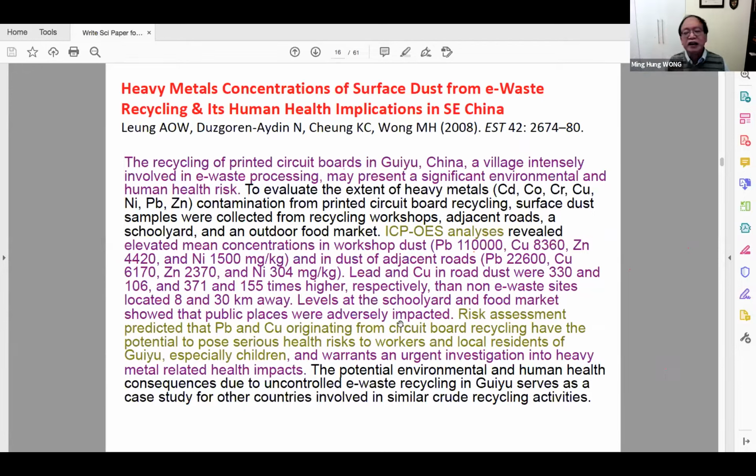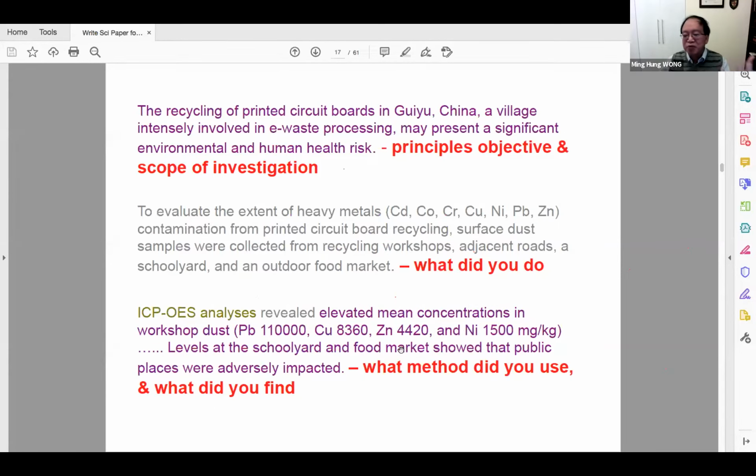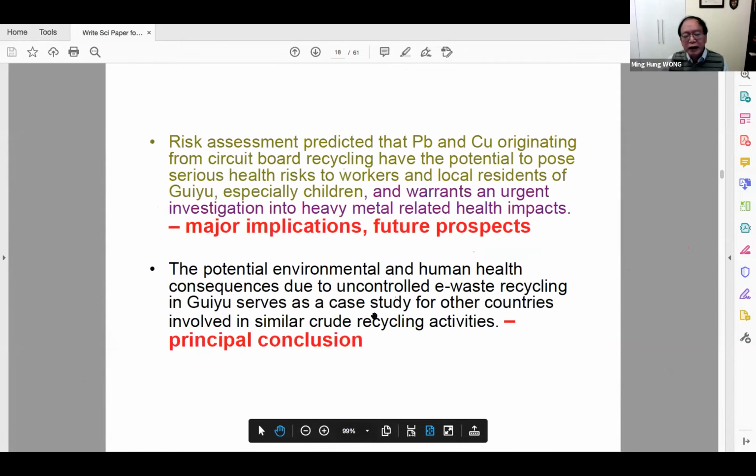15 years ago, I think, in EST, Environmental Science and Technology, about electronic waste. We were one of the early groups working on the health effects of electronic waste. So these e-waste papers tend to attract a bit of citation, as I mentioned before. If you dissect the abstract, you will see different sentences which try to answer different questions, like principles, objective, what did you do, what method did you use, major implications, future prospects, and principal conclusion.